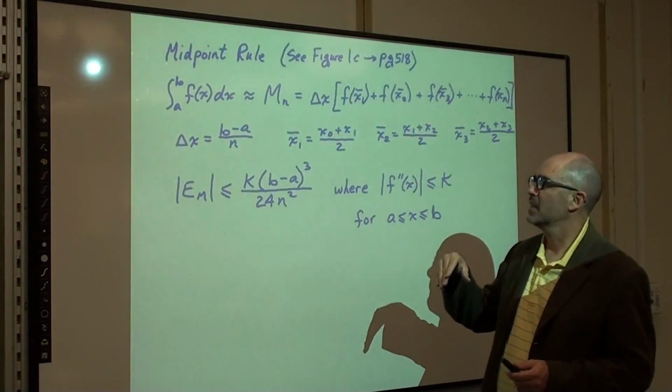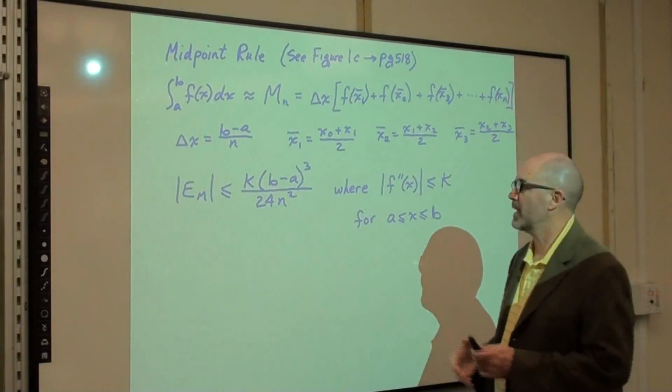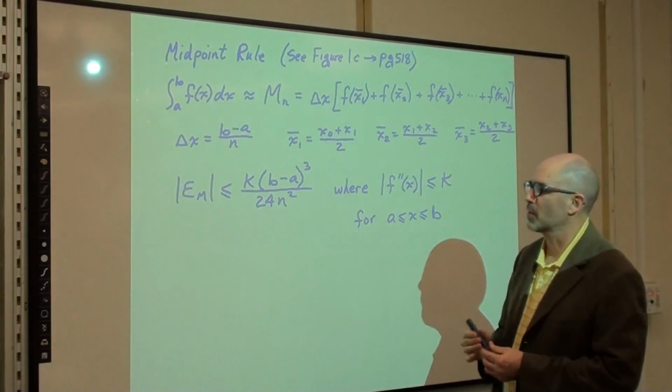Now we're going to look at a second type of approximation, and that's going to be the trapezoidal rule.